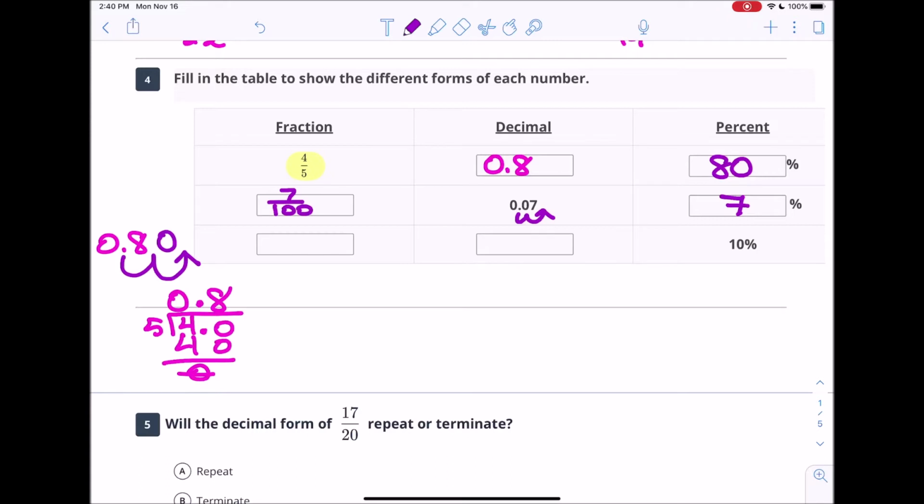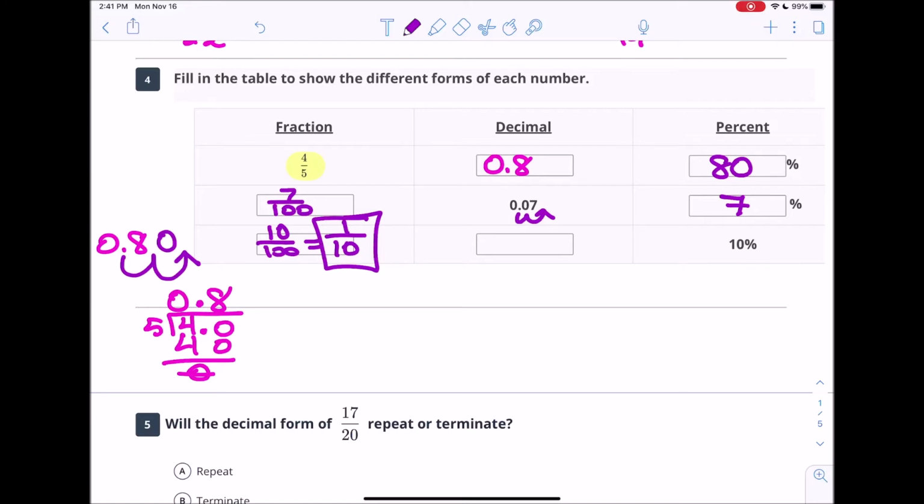Okay. And then last but not least, we have 10%. To go from percent to fraction, well, we know whatever that number is for the percent, that's the number that goes over 100 in fraction form. So this is going to be 10 over 100. But we can simplify that and get 1 out of 10. So that's actually our answer. Because remember, on the test, you are expected to simplify everything.